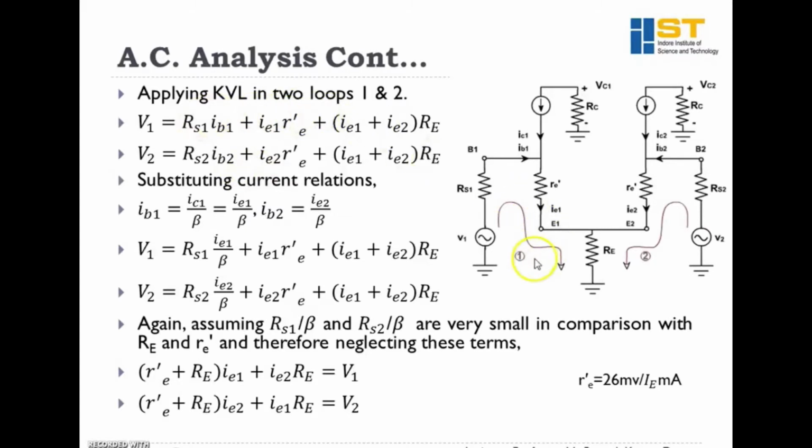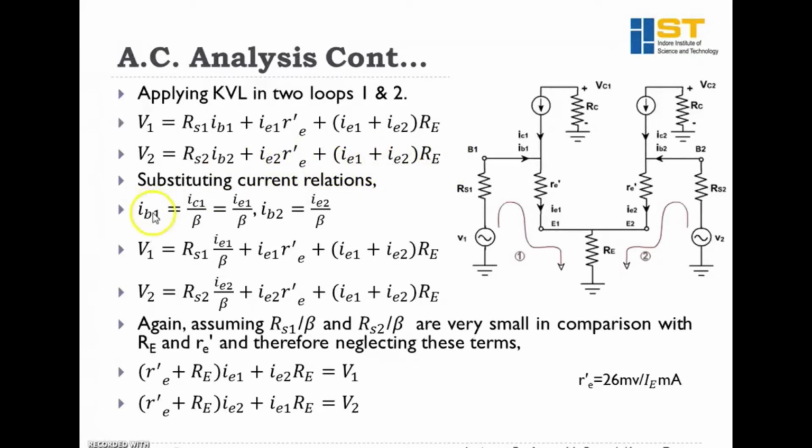Now we have to apply KVL in these two loops, first and second loop. In this loop, V1 is this drop plus this drop plus this drop. So V1 is basically RS1 times IB1 plus IE1 times RE dash, since IE1 current is flowing here, plus this drop. This drop is because IE1 plus IE2, these two currents, are flowing through this resistance. So IE1 plus IE2 times RE. Similarly, we can get the KVL equation in this loop also: V2 equals RS2 IB2 plus IE2 R dash E plus (I1 plus I2) times RE.